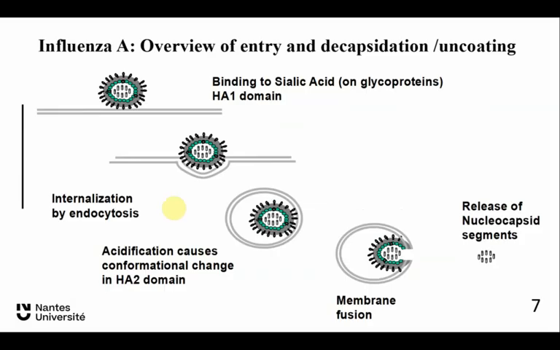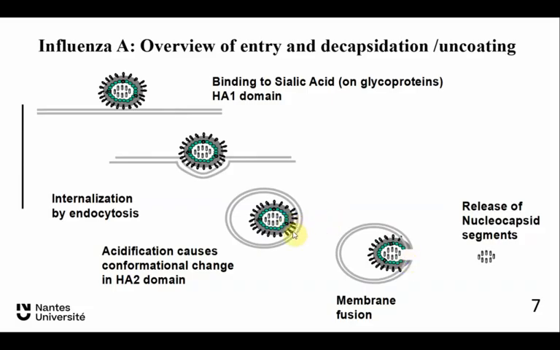These particles will be internalized by endocytosis. Then the maturation of the endosome causes the pH to go down. So you get acidification of the endosome, and it's this which is going to cause membrane fusion. So membrane fusion is where you go from this situation to this one.